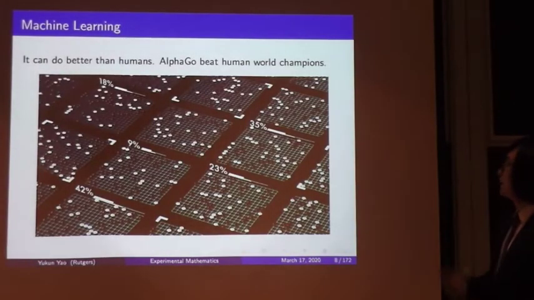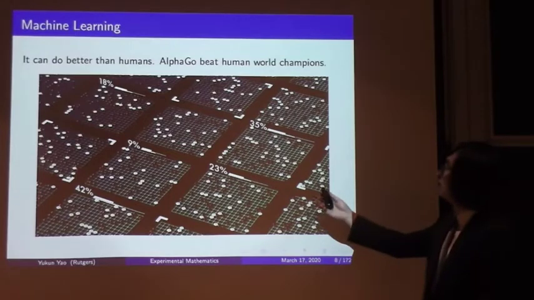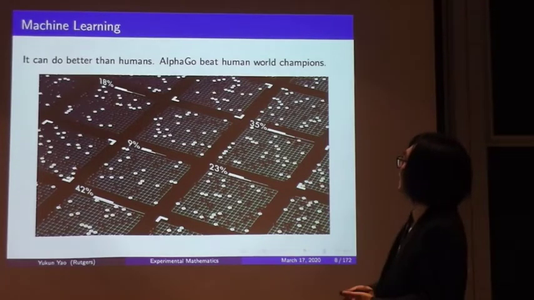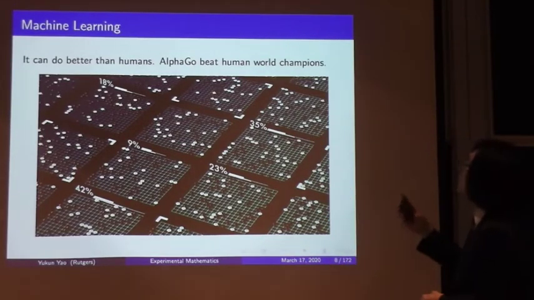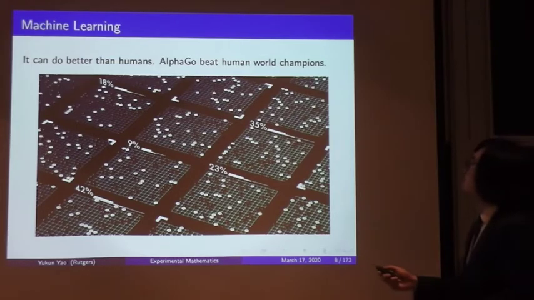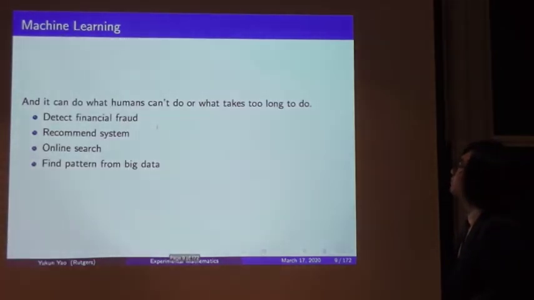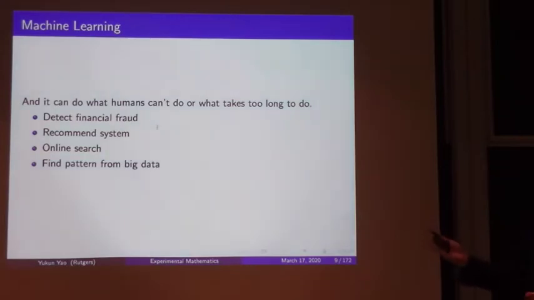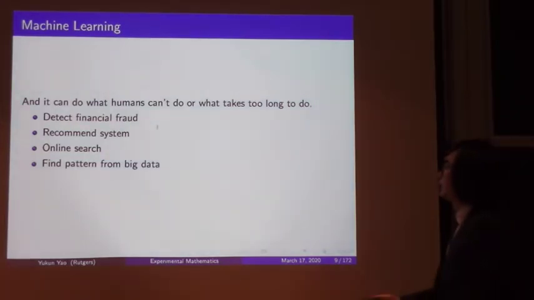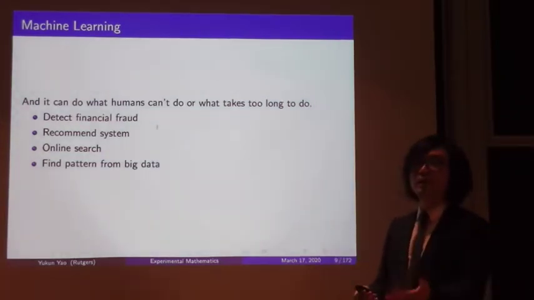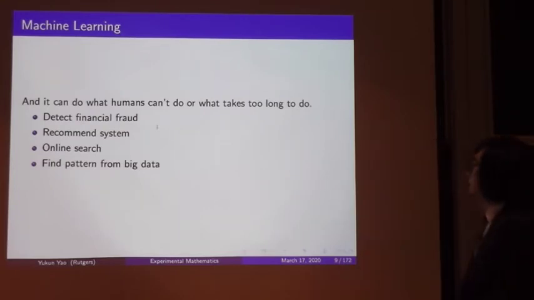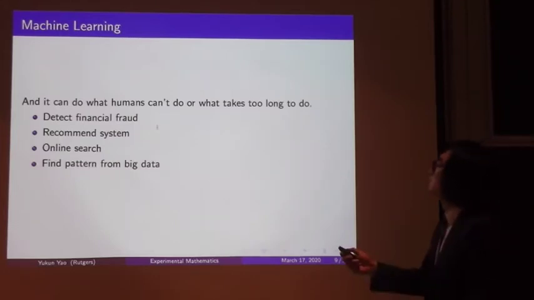It can do better than humans. For example, in the game Go, AlphaGo, which was built by deep learning, can beat human world champions. And it can do what humans can't do or what takes too long to do. For example, detect financial fraud for millions or even billions of users, recommender systems for each user, online search, and find patterns from big data.